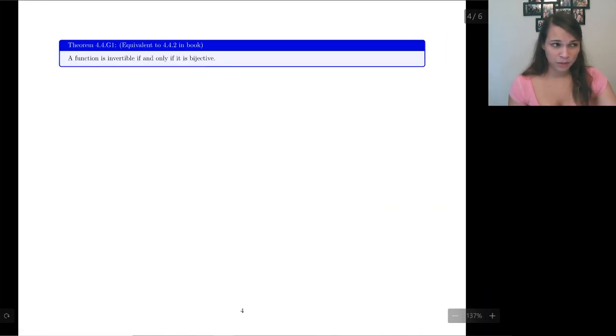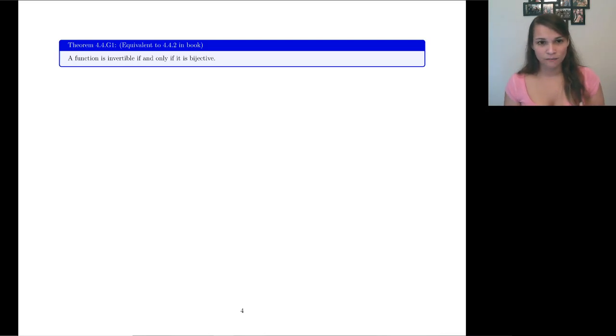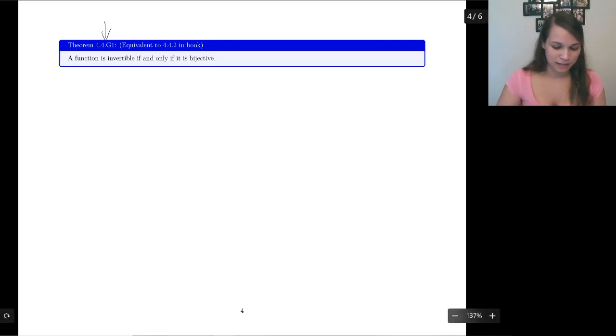First big theorem that we're going to talk about is the conditions for f to be an invertible function. f is invertible if and only if it is a bijective function. This is equivalent to 4.4.2 in your book. I just thought it was hideously terrible to read, but that's the spirit of 4.4.2. But I have relabeled it as Gracie 1 because this is a much easier thing to read. I hope you agree.